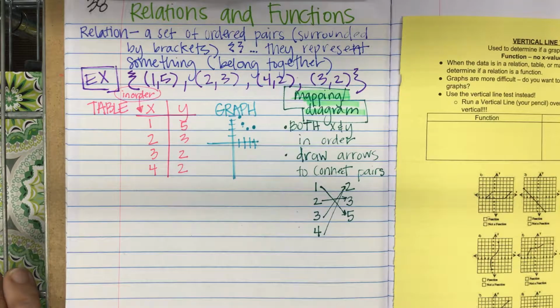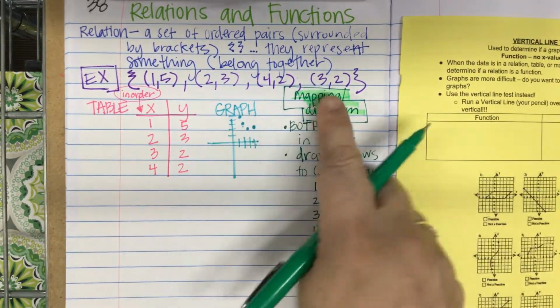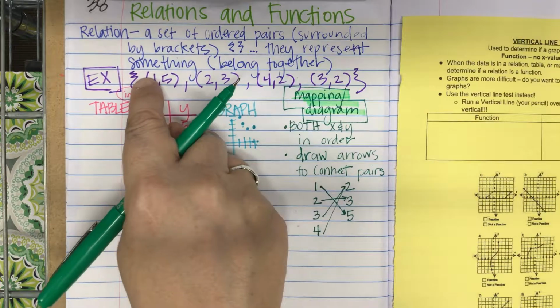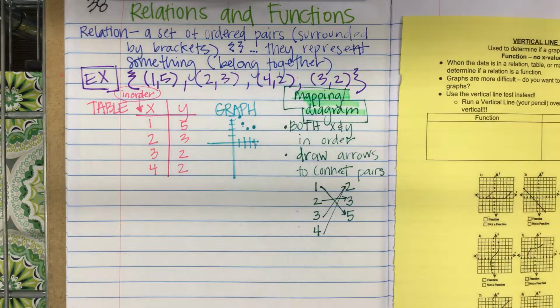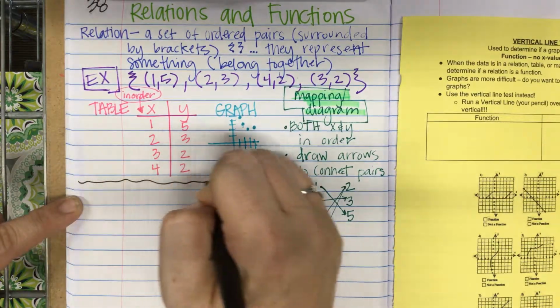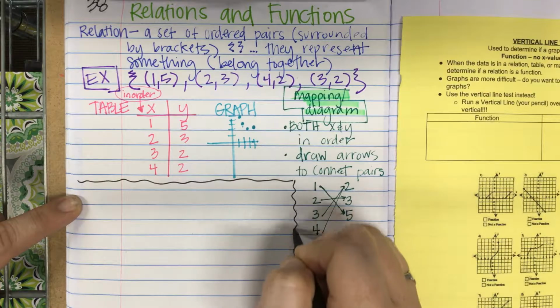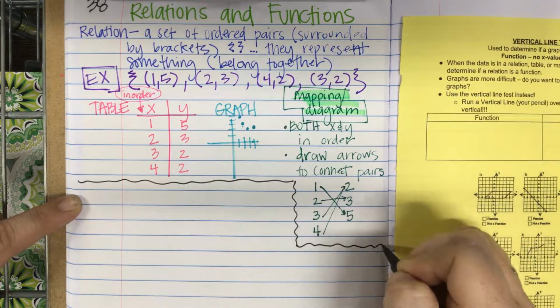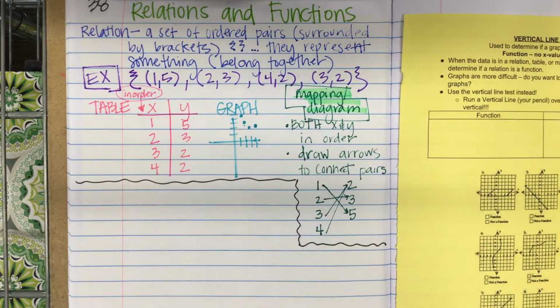But it's a relation. A table, a graph, maybe a mapping diagram, or a set of ordered pairs. A relation is a set of ordered pairs, a set of numbers that belongs together. Well, I know that it's a relation. I know that they have some type of relationship because they've got the brackets that group them together.